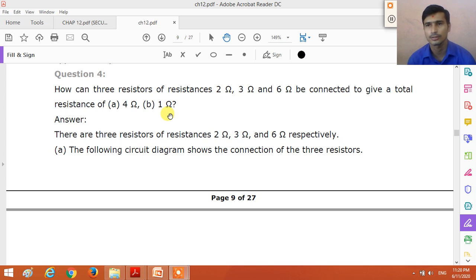So we take several combinations of the resistors. When all three resistors are connected in series, what is the equivalent resistance? You know that orally. When all three resistors are connected in series, the equivalent resistance is 6 plus 3 plus 2, which is 11 ohm. So the answer is not there, 4 ohm or 1 ohm. So how do we connect these three resistors to get a total resistance of 4 ohm and 1 ohm?